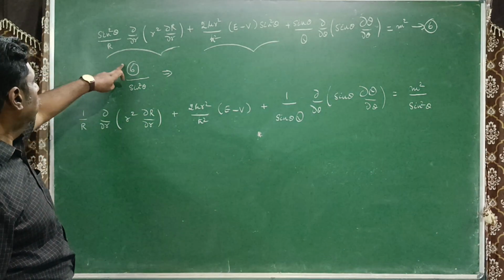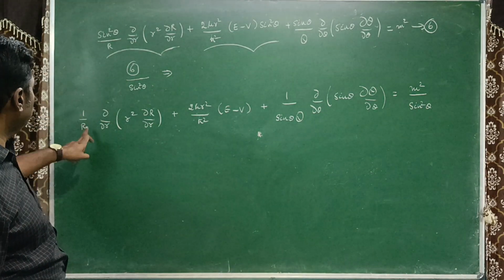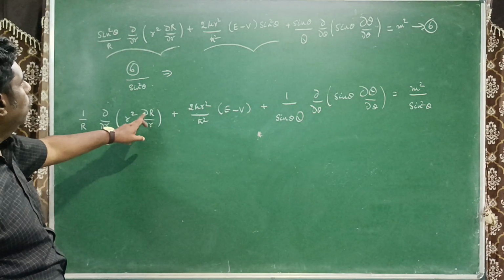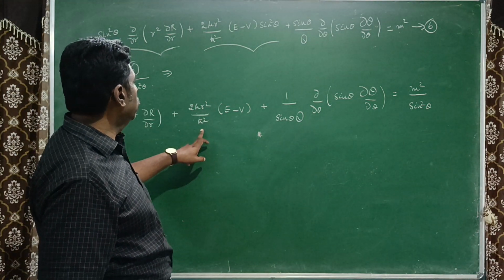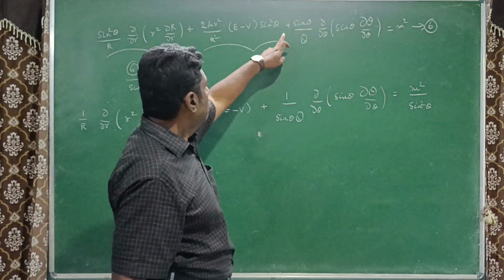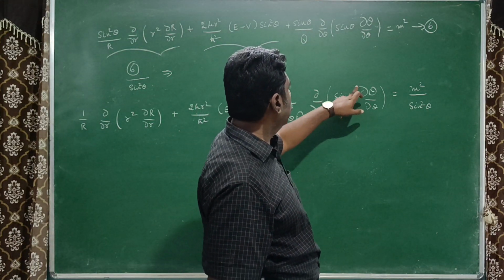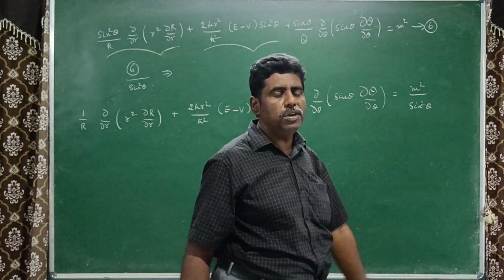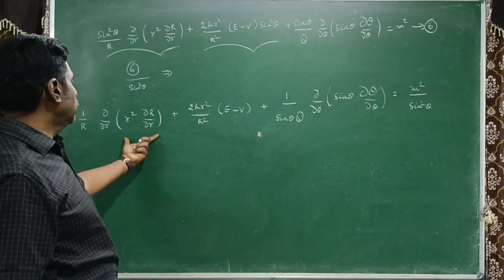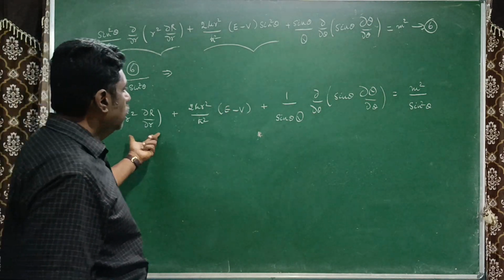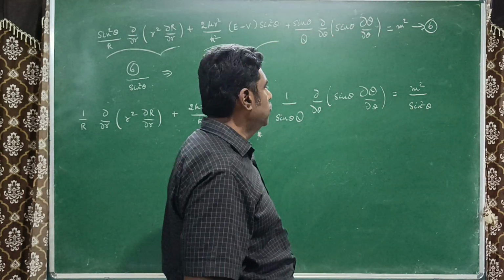If you divide each and every term of equation 6 by sin square theta, the first term is 1 by r d by dr of r square dr by dr, and the second term is 2 mu r square by h cross square into E minus V, plus 1 by sin theta into capital theta d by d theta of sin theta d capital theta by d theta, which is equal to m square divided by sin square theta. Now the first two terms are in terms of r, and the third term and right hand side are expressed in terms of theta.